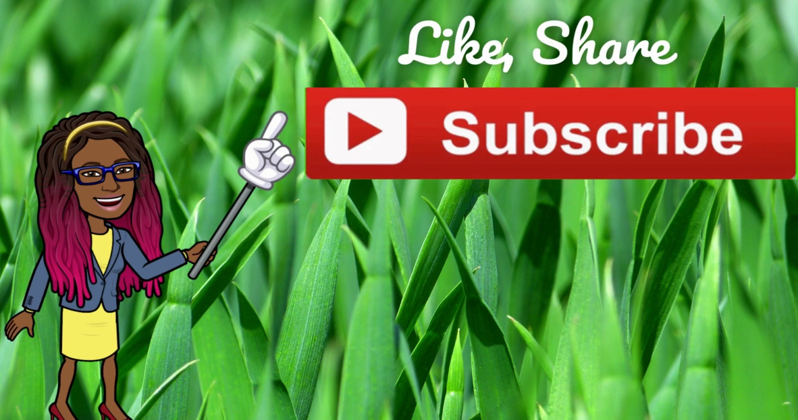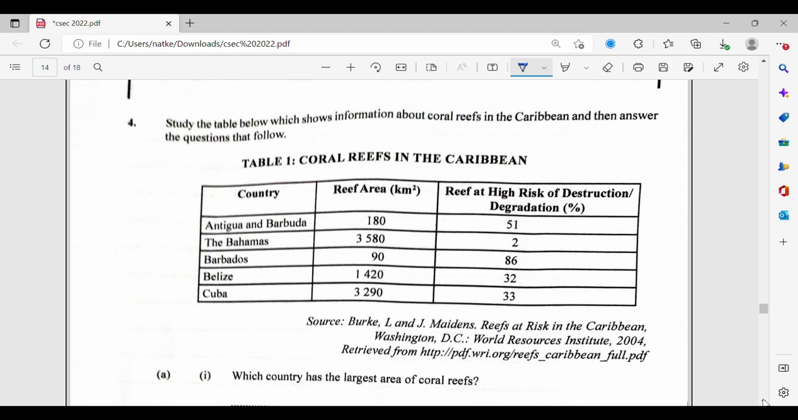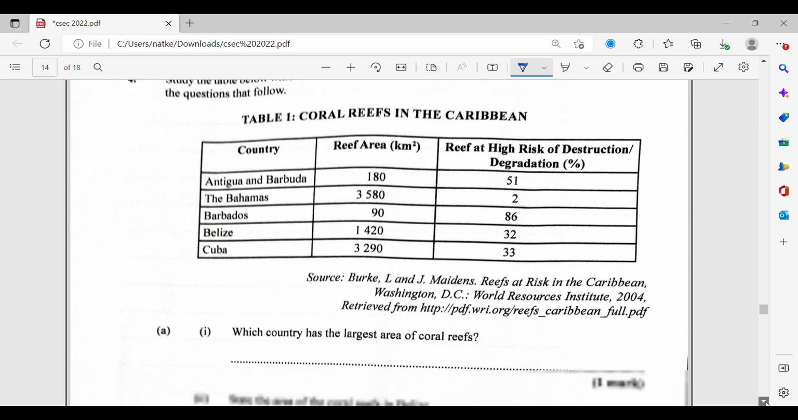The first question in number 4 says that we should study the table below, which shows information about coral reef in the Caribbean, and then answer the questions that follow. So this is just a table where we are supposed to apply the information that we would have learned from reading tables and graphs in class. So we are going to do just that.